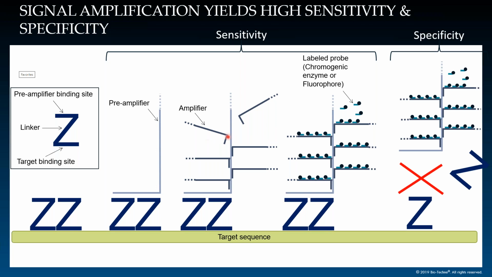Finally, as I mentioned, the preamplifier will not bind onto the Z probes unless they are bound in tandem. So if a Z probe non-specifically binds to a sequence, then the preamplifier is not able to bind to the probes and no amplification tree is formed. As a result, no signal is detected. These two strategies ensure very high sensitivity and specificity of detection.